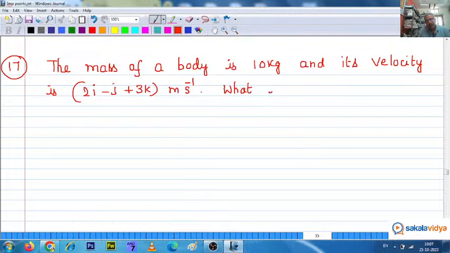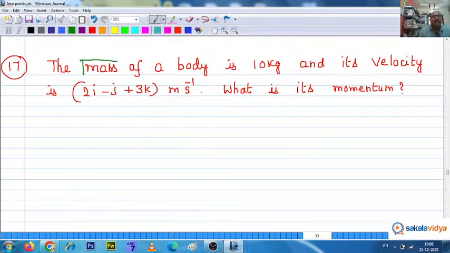What is its momentum? Momentum means linear momentum, so we need to evaluate linear momentum. What is the formula for momentum, and what is given, how to evaluate it? Momentum of the body is also a vector quantity, so we need to evaluate it in terms of vectors. Very simple, direct problem.